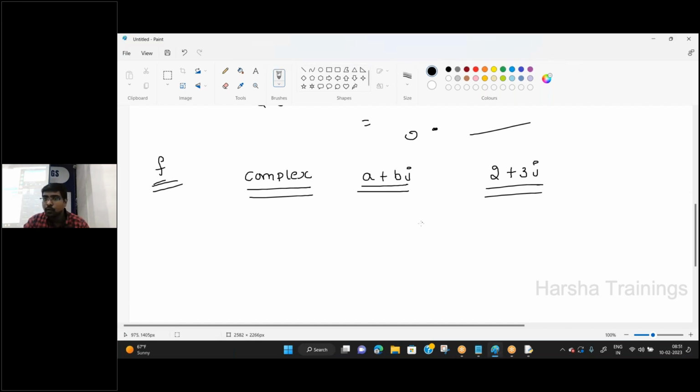So integers and floating point numbers are clear. Does anyone have doubts about integers and floating point? Give the message.